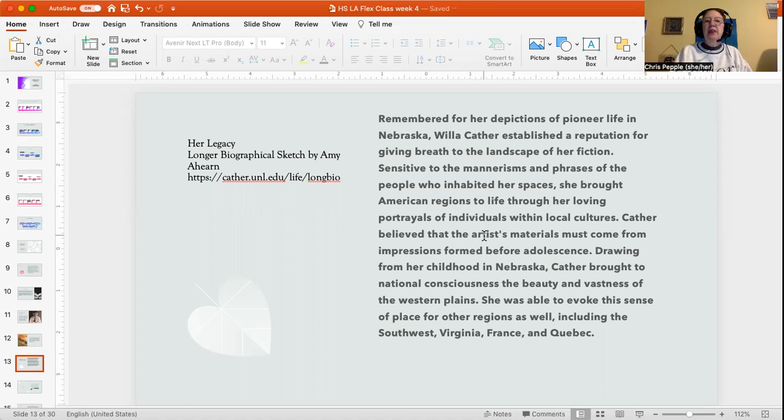Cather believed that the artist's materials must come from impressions formed before adolescence. Drawing from her childhood in Nebraska, Cather brought to national consciousness the beauty and vastness of the Western Plains. She was able to evoke this sense of place for other regions as well, including the Southwest, Virginia, France, and Quebec.